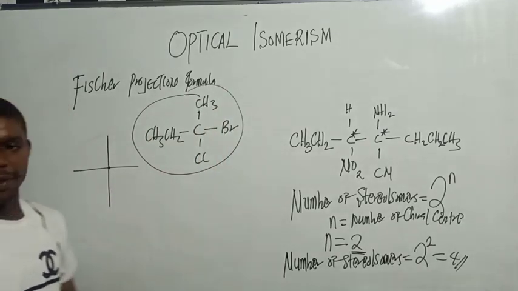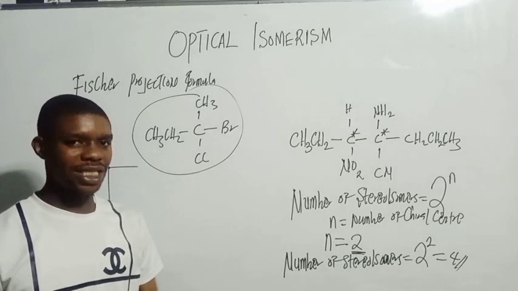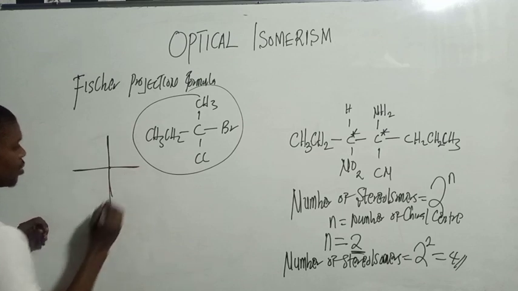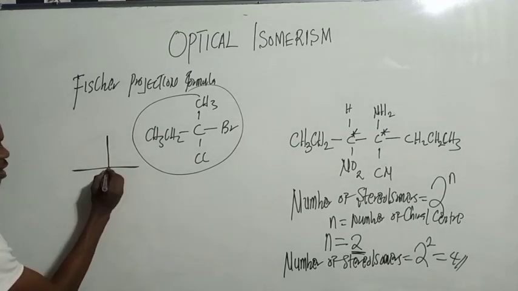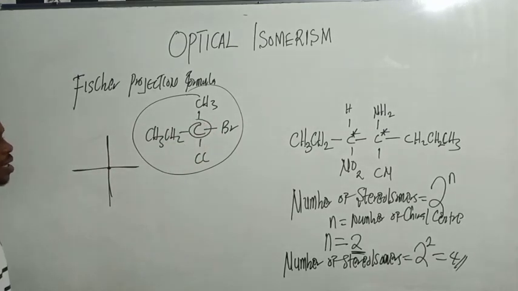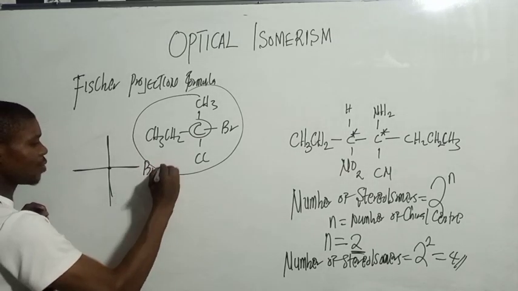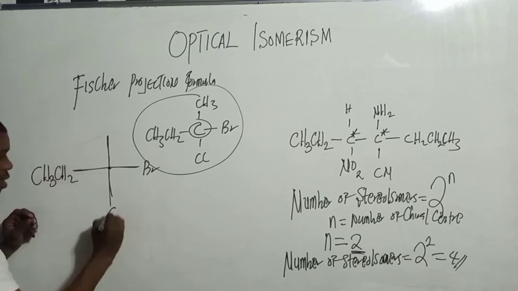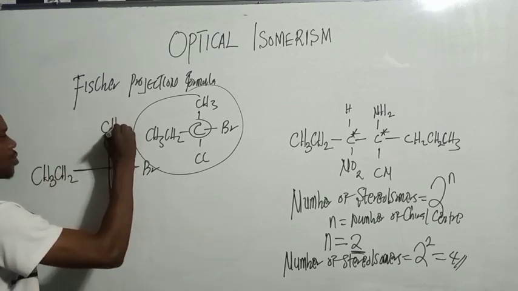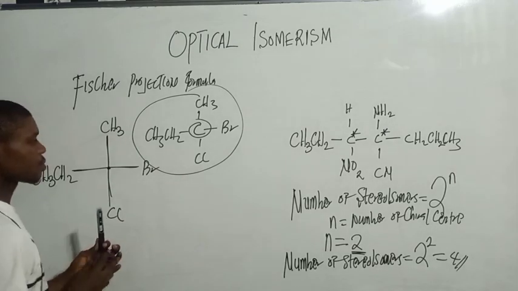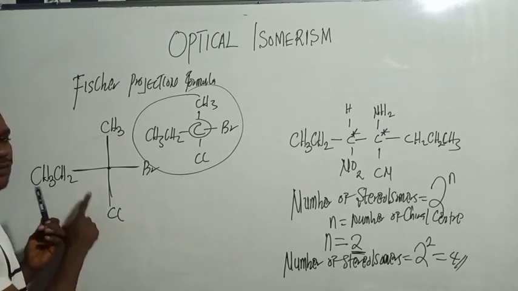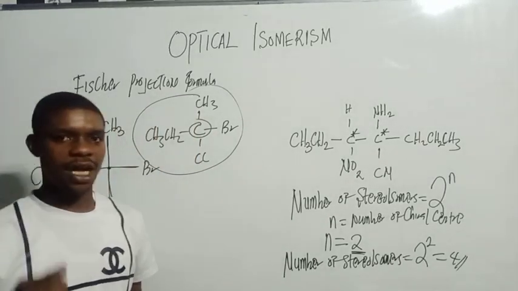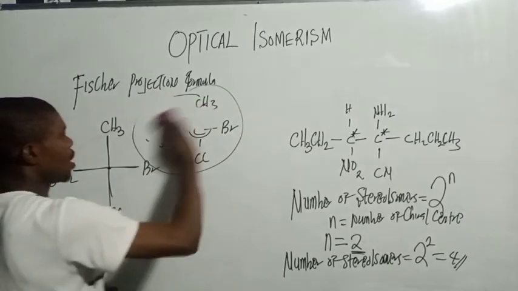Now, if I want to use my Fischer projection to draw it, it's very easy. I will draw a vertical and a horizontal line. Do you get the vertical and horizontal line? This point of intersection here means the chiral center. So here I can have Br, here I would have CH2CH3, here I would have Cl, and here CH3. So this one is a Fischer projection here. So when you're drawing enantiomers, mainly use the Fischer projection formula.